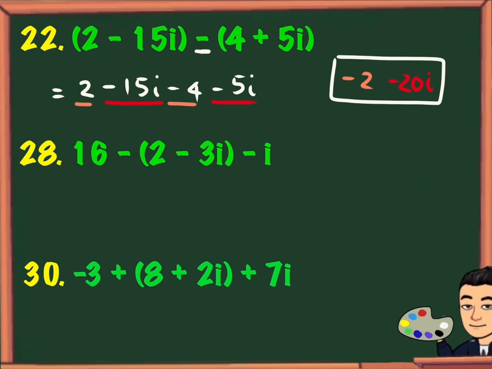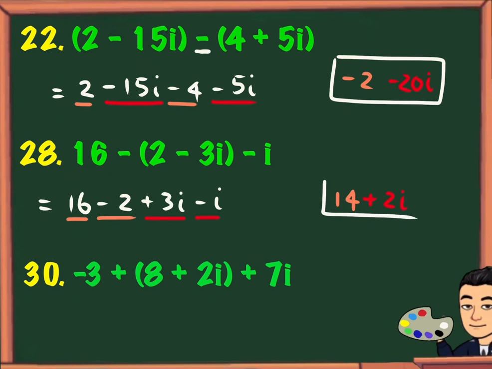For number 28, you've got 16 minus 2. Distribute the negative to -3i. This is going to be positive 3i. And then we're going to be subtracting i. So let's go ahead and combine the like terms. So 16 minus 2, that equals 14. Positive 3i minus i, this is going to be positive 2i. And this is your answer.